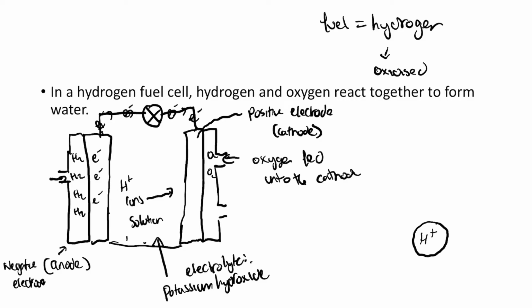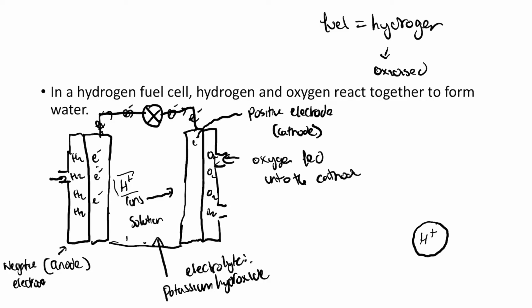Okay, so oxygen is fed in here. Now, at this positive electrode, oxygen is going to gain the electrons that are flowing from the hydrogen. So here the electrons are flowing, and the oxygen, the O2, is going to gain those electrons. And as well as gaining those electrons, it's going to attract the H+ ions to form water.